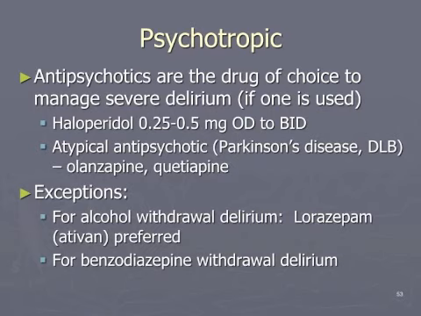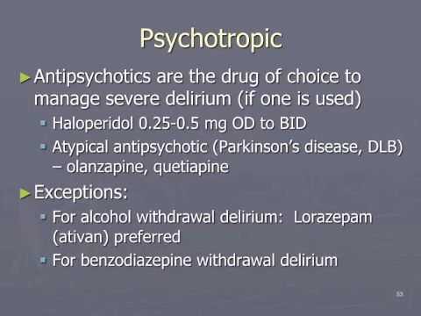Haloperidol or one of the atypical antipsychotics are the ones that are most commonly used. I think an important point is the dose. In older patients, the dose of haloperidol we're talking about is 0.25 to 0.5 milligrams, maybe once or twice a day. I still frequently see people put on 5 milligrams every 4 to 6 hours.